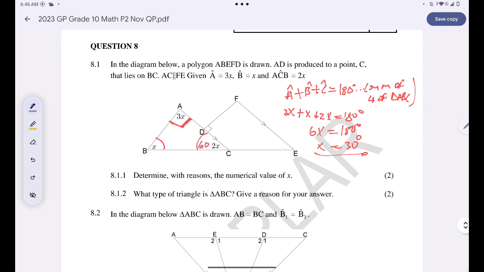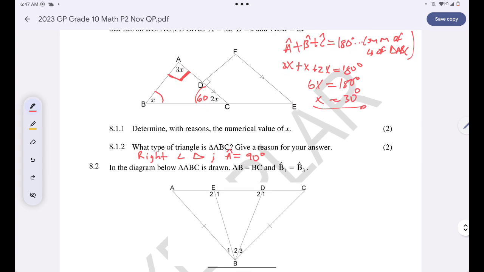Okay, what type of triangle is ABC? It is a right angle triangle, ne? Why? Because angle A is equal to 90 degrees. How did you find out angle A is 90 degrees? We said 3 times 30 degrees, we got 90.